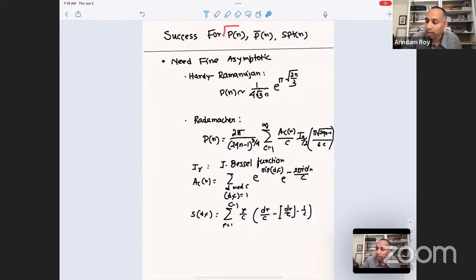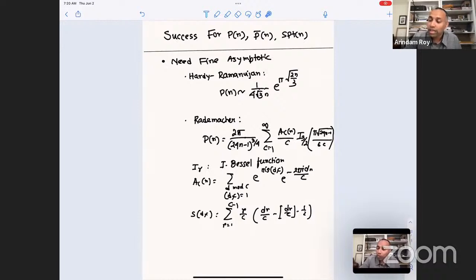So first, for the partition function Pn, the famous Hardy and Ramanujan first proved that this partition function Pn was asymptotic to 1/(4√3 n) times e to the power pi square root of 2n/3. Again, this asymptotic is really good, but to study hyperbolicity this kind of asymptotic is not enough.